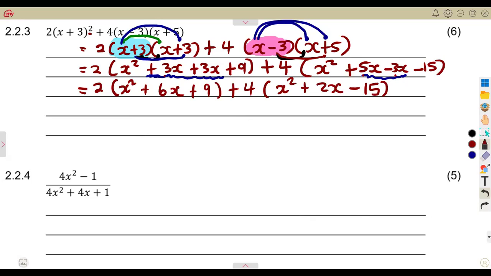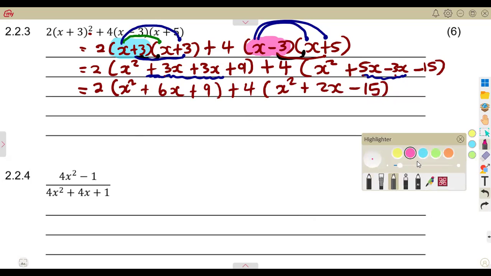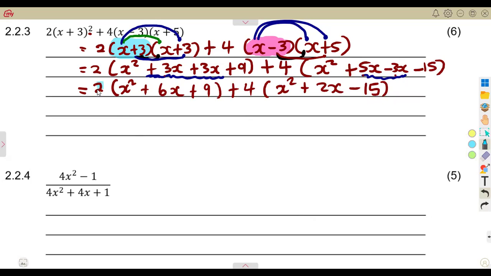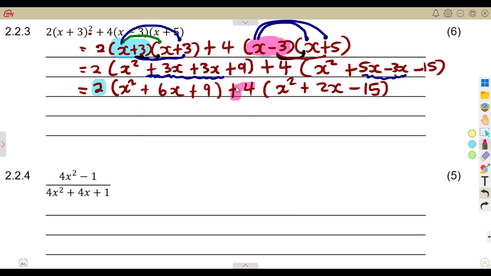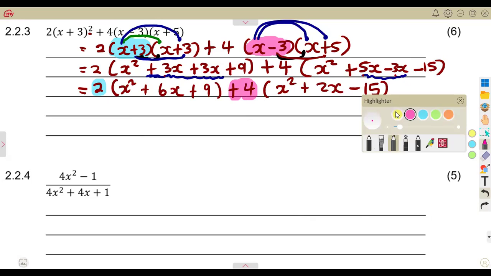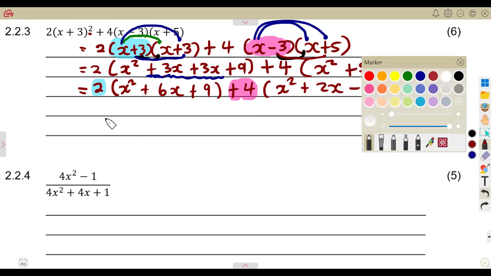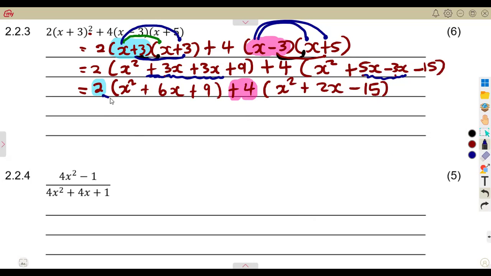Now you can get rid of these by expanding by the number outside the first bracket. You multiply it by 2. The second bracket, as you can see, it is affected by plus 4. You distribute by these numbers outside of the bracket. So that's 2 times x squared.